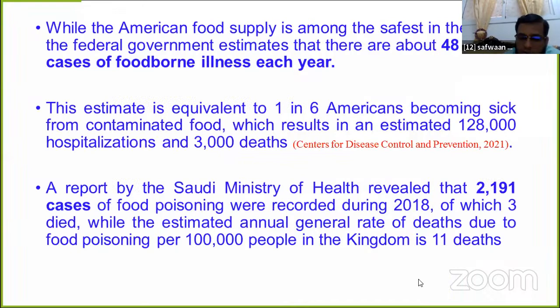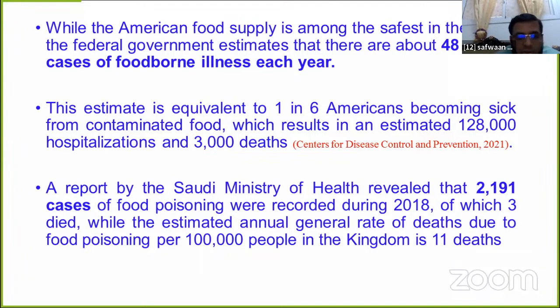This is the importance of foodborne illness every year. These are some reports from Saudi Arabia and from America, from the CDC. While the American food supply is among the safest in the world, as we all know, the federal government estimates that there are about 48 million cases of foodborne illness every year. This estimate is equivalent to 1 in 6 Americans becoming sick from contaminated food, which results in an estimated 128,000 hospitalizations and 3,000 deaths. This is the data taken from the CDC.